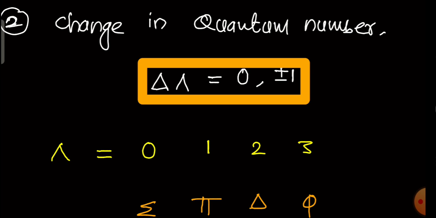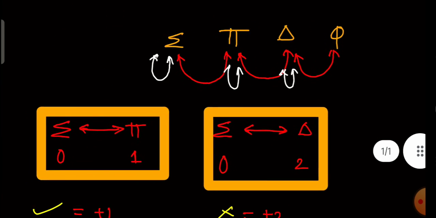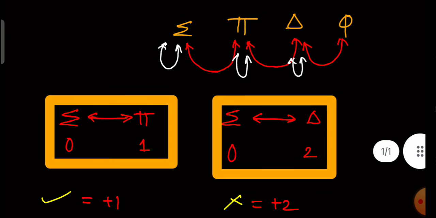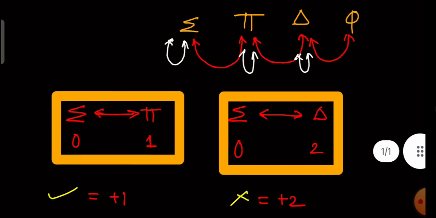This is nothing but the minus 1. That means all these transitions are allowed, while sigma to delta or pi to phi, these are forbidden. This is actually the second selection rule, that is the quantum number selection rule.